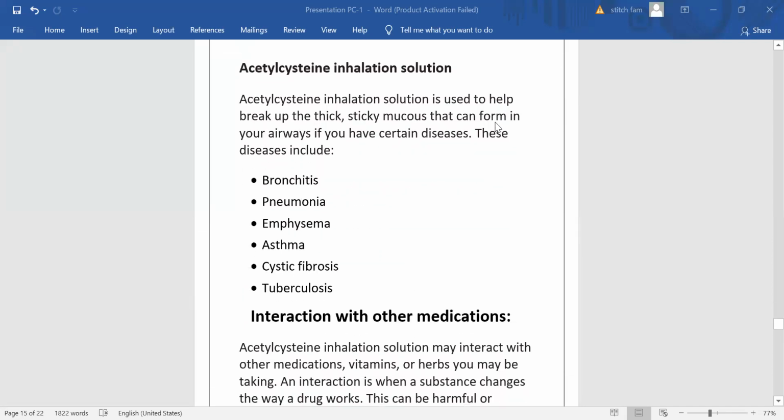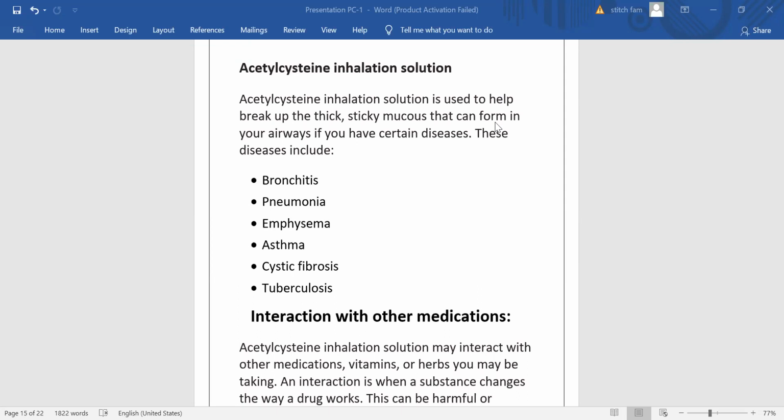Let's talk about the acetylcysteine inhalation solution. Acetylcysteine inhalation solution is used to help break up the thick, sticky mucus that forms in the airways if you have certain diseases. These diseases include bronchitis, pneumonia, emphysema, asthma, cystic fibrosis, and tuberculosis. Let's talk about these diseases.